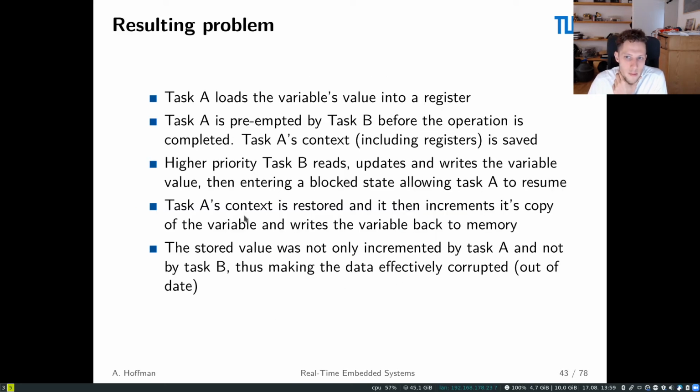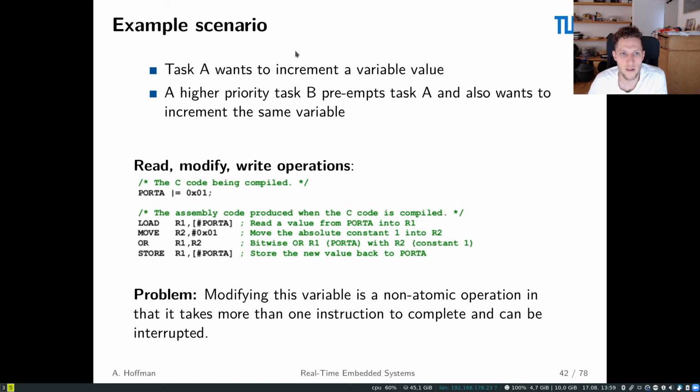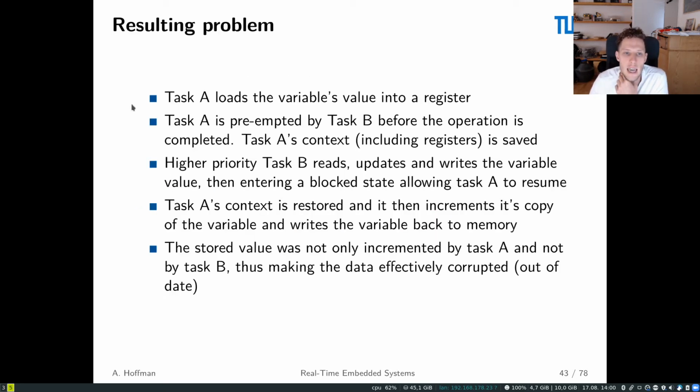Now, the problem is that, for instance, we think that task A wants to increment the variable. So if we go back to our scenario, task A wants to increment the variable, and task B also wants to increment the variable. And so we use this read, modify, write sequence. Task A is firstly going to read the variable. So at its point in time when it's running first, it takes the value into its registers. It is then preempted by task B.